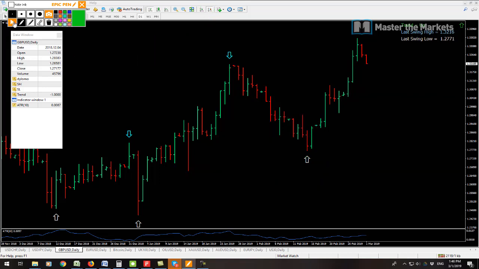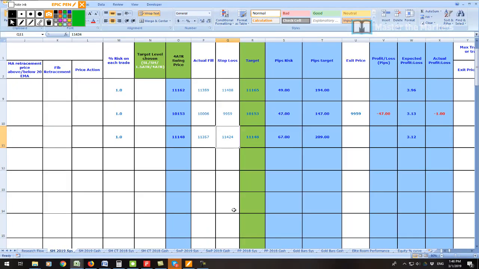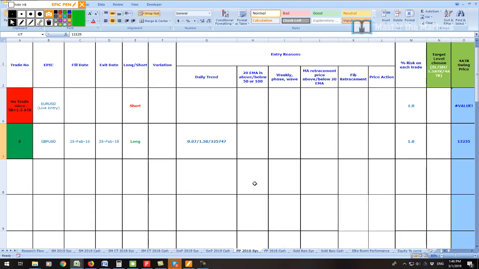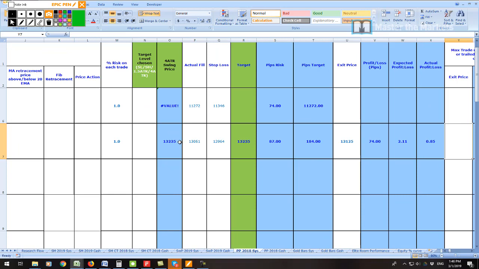Now, swiftly moving on to the performance for this week. In terms of the elite room, how did we do? Basically, we had two trades that we took. The first one was on the prime profits setup, where we had a nice, very easy profit.